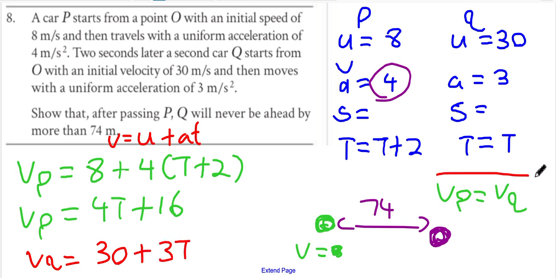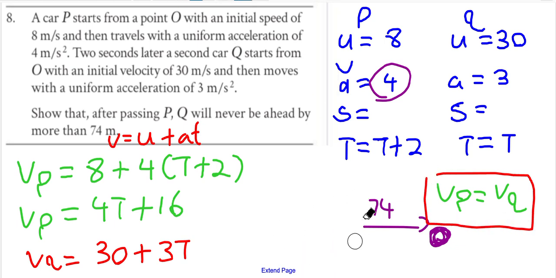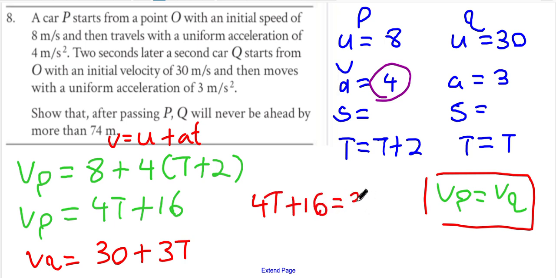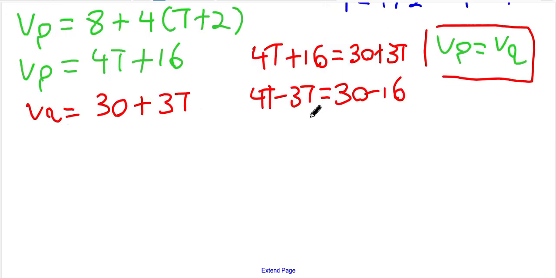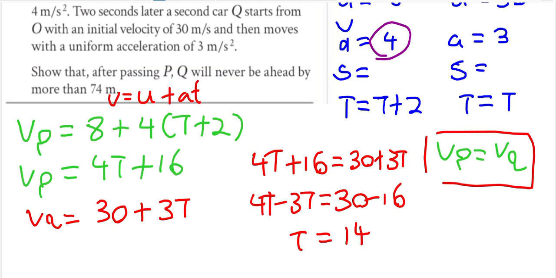And what did I say about the velocities at the greatest distance? They have to be equal with each other. So let's do 4T plus 16 equals 30 plus 3T. Bring it all over one side: 4T take 3T equals 30 take away 16. I believe we're going to get a T value of 14. Pause there. After 14 seconds, their velocity is the same, and any time after this, P will start closing in on Q.